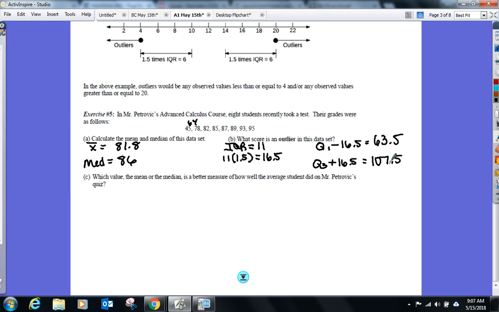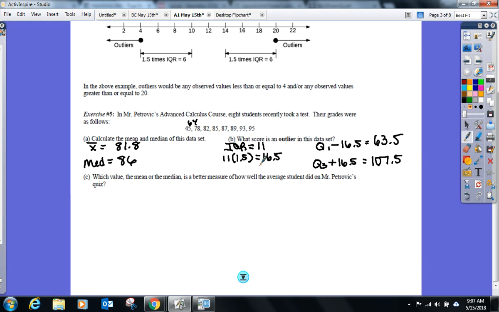Always by 1.5. That will never change. That's the standard number. Okay? Always by 1.5. So there is an outlier. It's 45. What do you got for me? So what score is an outlier? 45.